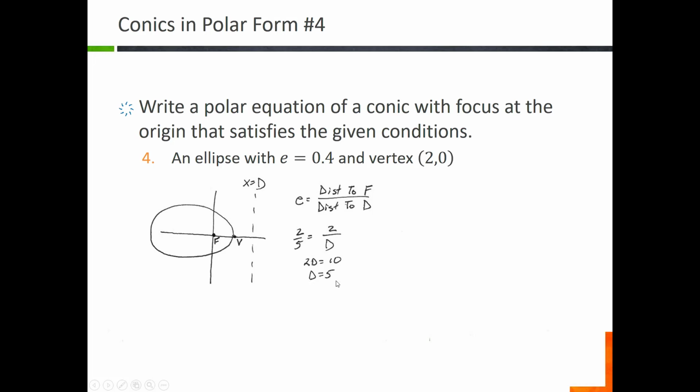Okay, so let's list through the criteria for this graph. We know it's an ellipse, and we know it's an ellipse because the eccentricity was 4/10 or 2/5, which is less than 1. The directrix, we know it has to be x equals because it's a horizontal ellipse, which means it's a vertical directrix. And it's positive, it's on the right side of the ellipse because the ellipse opens to the left.